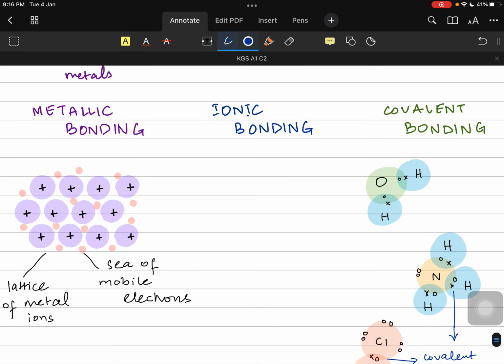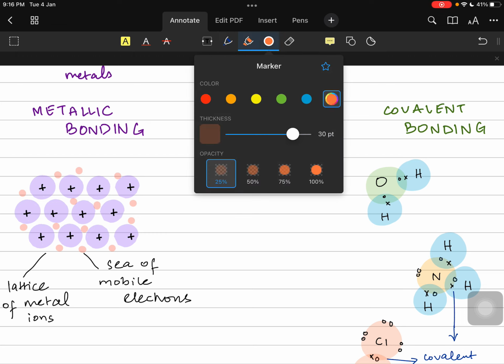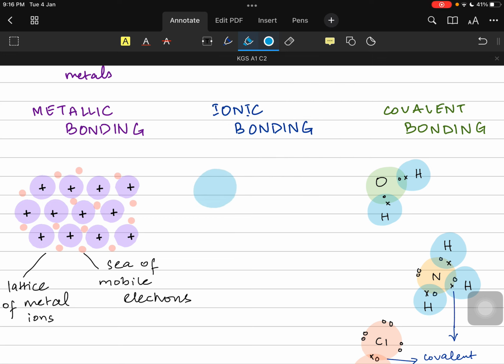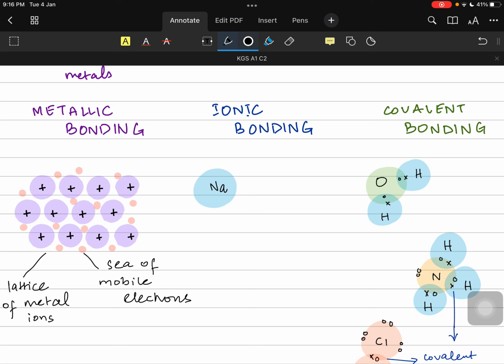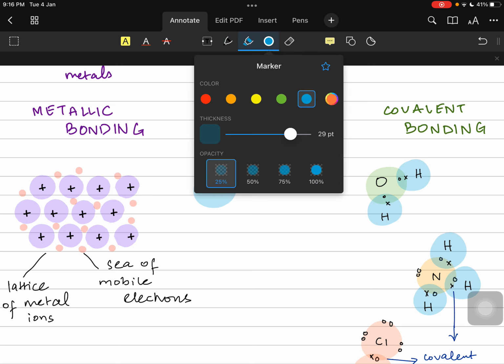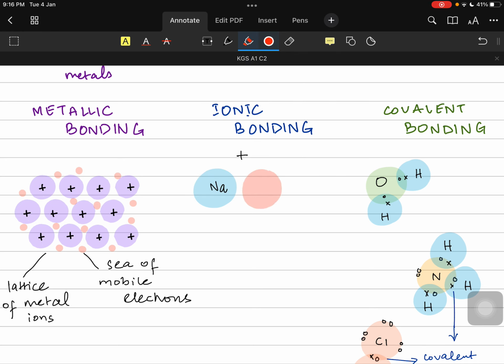What happens in ionic bonding? So ionic bonding is another trick. In ionic bonding, the metal loses the electron, the non-metal gains it. It's very simple, right? So the metal atom will lose its electron. For example, sodium will lose its electron and become a plus charge. Any non-metal, let's say chlorine, will gain the electron and become a minus charge. So sodium will lose its electron and chlorine will gain it.